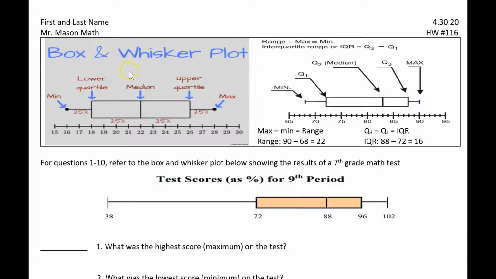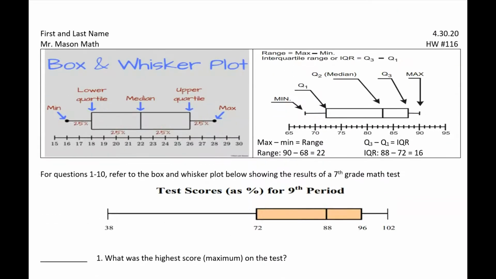A reminder that we've got these anchor charts here at the top. I do not need you to copy these anchor charts today, but I do need you to copy everything else, including this graph and then the line with the question and everything like that. So put your header up at the top: 4.30, homework number 116, first and last name.